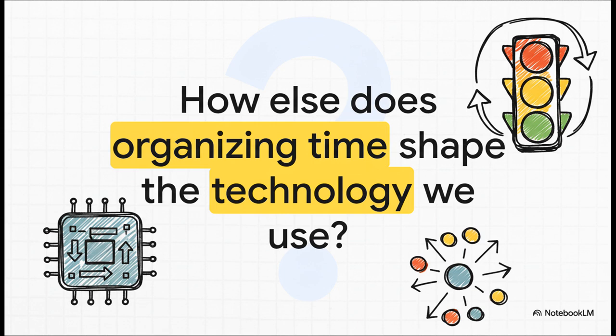This principle of dividing up time to get things done efficiently, it's everywhere once you start looking for it. It's in the way computer processors handle tasks. It's in how traffic lights manage an intersection. So where else do you see this elegant solution of taking turns, making our complex world actually work? Something to think about.